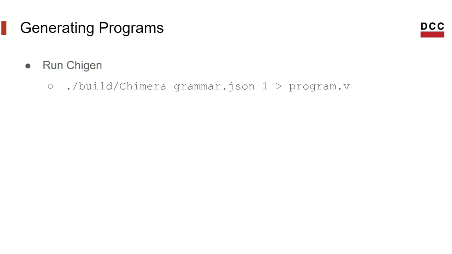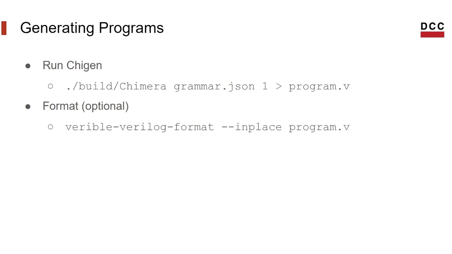ChiGen has many flags for debug and verbosity. You can check them out using the help flag. Any helper output will be written to stderr. After generating the programs, it is not mandatory, but we can format them using Verible's formatter.